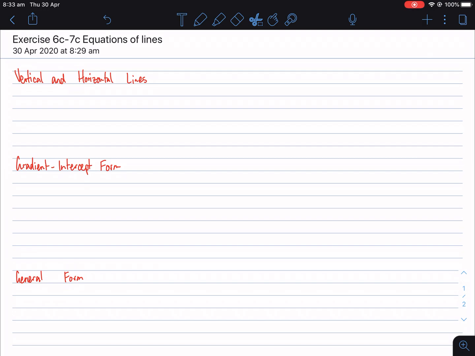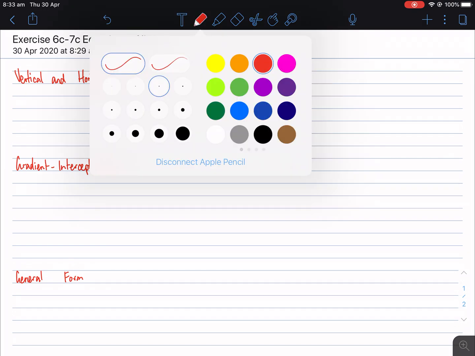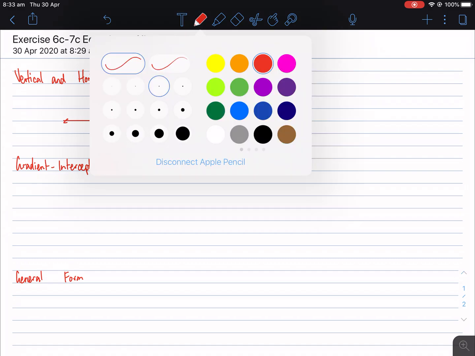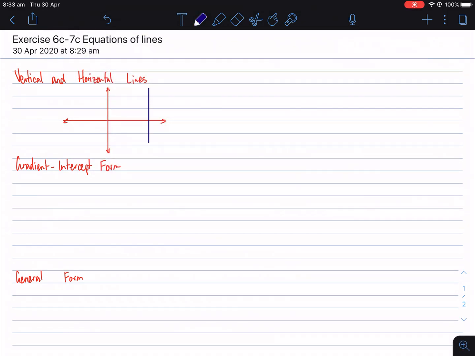So today we're looking at exercise 6C or 7C, equations of lines. This is all stuff you've done before. If we're looking at vertical and horizontal lines, I'm just going to draw my axes. A vertical line goes straight up, yeah? I'm going to call this A. It doesn't matter where on this line, up or down you are, what Y is, doesn't matter. X is always going to be A. So we use the equation for vertical lines. It's just the equation X equals A.